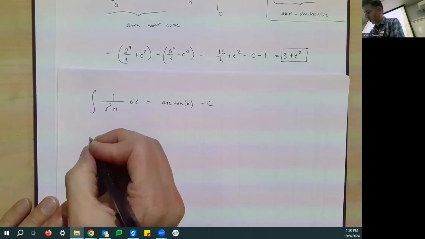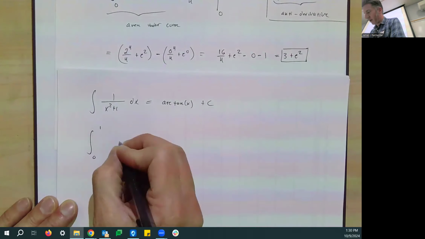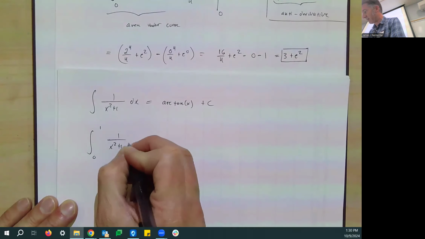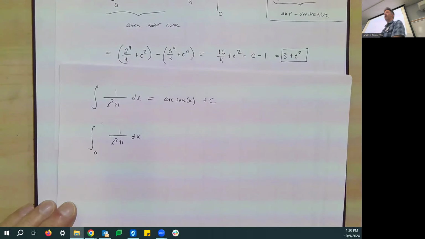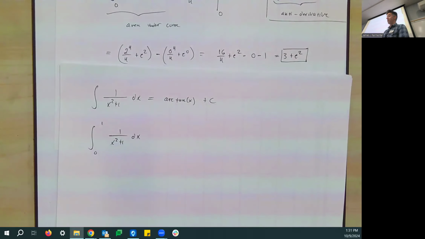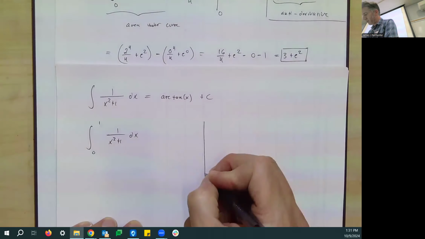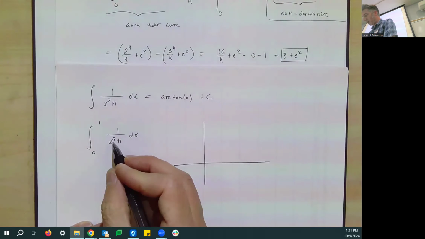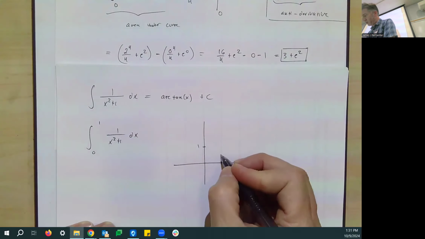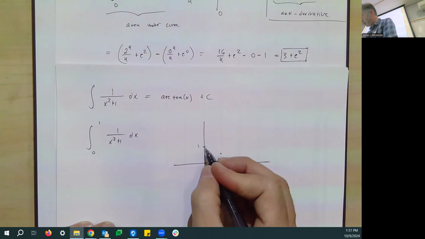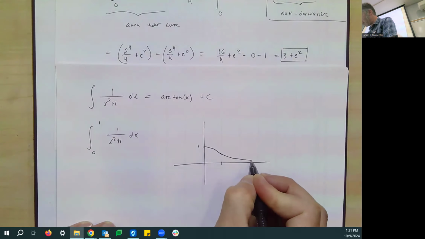The area under the curve from 0 to 1 of 1 over... I know, I said I lied, sorry. I want to do another area question. The area under the function 1 over x squared plus 1 from 0 to 1, which looks kind of like this. If you plug in 0, you get 1. You plug in 1, you get 1 over 2. And you get smaller as you go to the right.